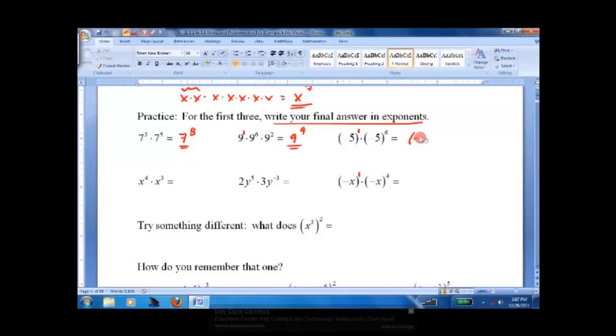This is -5, and we just leave it inside the parentheses. We don't have to mess with the negative yet. To the 7th. This is x to the 7th. Now, nothing's happening to the 2 and the 3. They're not to a certain power, so just multiply them together. I get 6, and then 5 plus -3 is 2, so y squared. And this one, -x to the 5th.